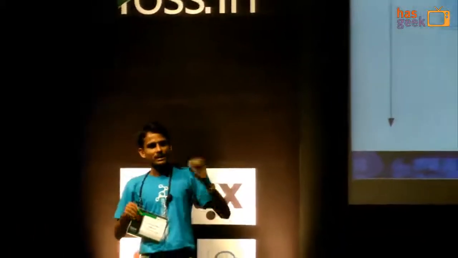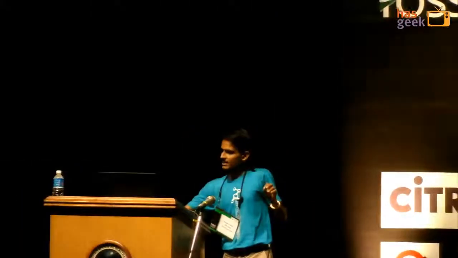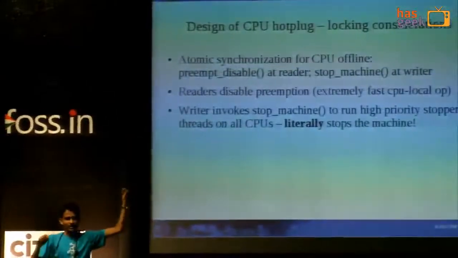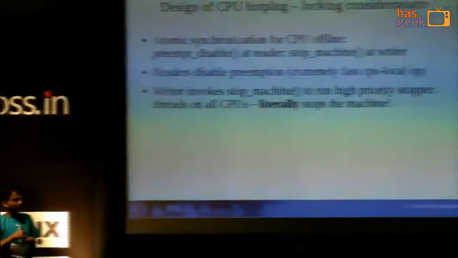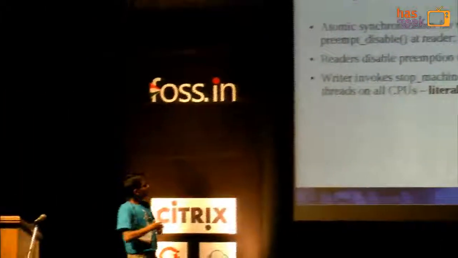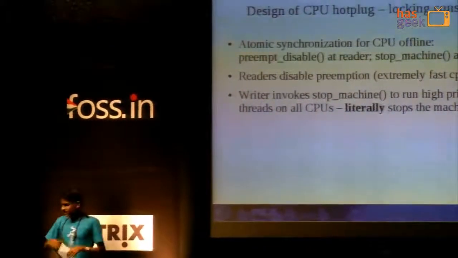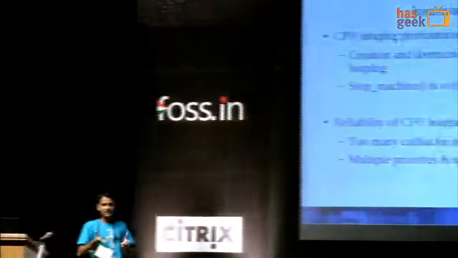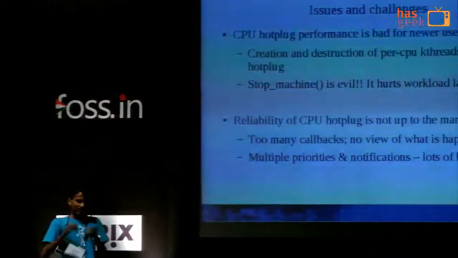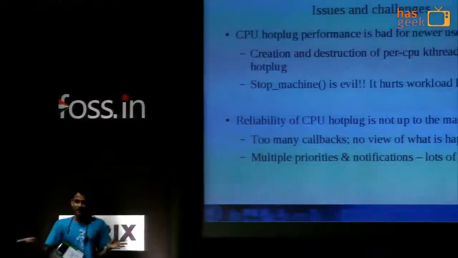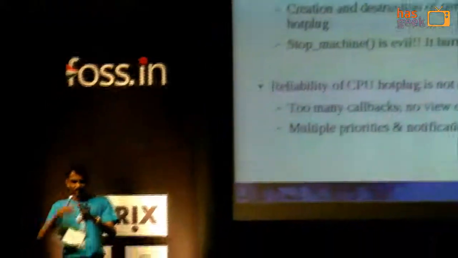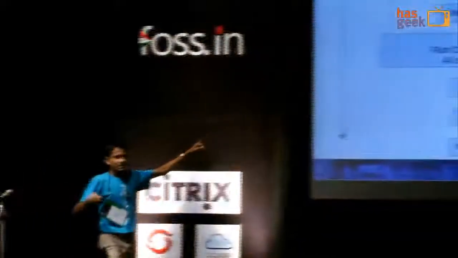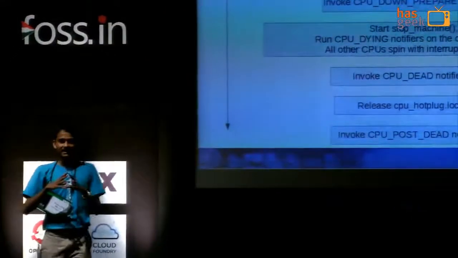What does the reader do? He'll just do a preempt disable, which I said is a very fast operation. This is an atomic section, correct? So suppose we want to replace stop machine because it's very heavyweight, right? So what we did is, there is an alternative known as stop one CPU. It just stops that CPU. In the sense, it runs the CPU stopper thread on only that CPU, not everybody. But what happens is, the current CPU dying notifiers expect that kind of atomic guarantee that nobody is doing anything.